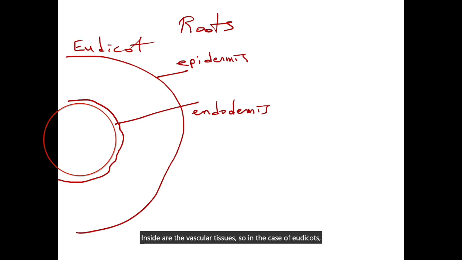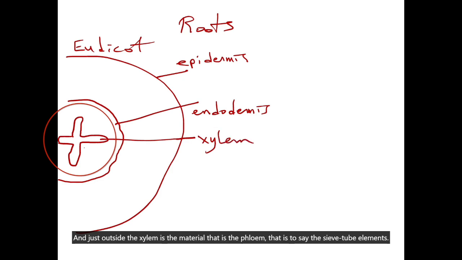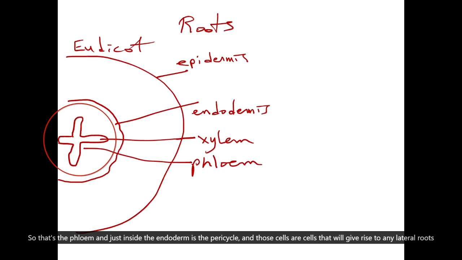Inside are the vascular tissues. So in the case of eudicots, we have xylem that occurs in sort of an X-shaped arrangement. So that's the xylem. And just outside the xylem is the material that is the phloem, that is to say the sieve tube elements. So that's the phloem.